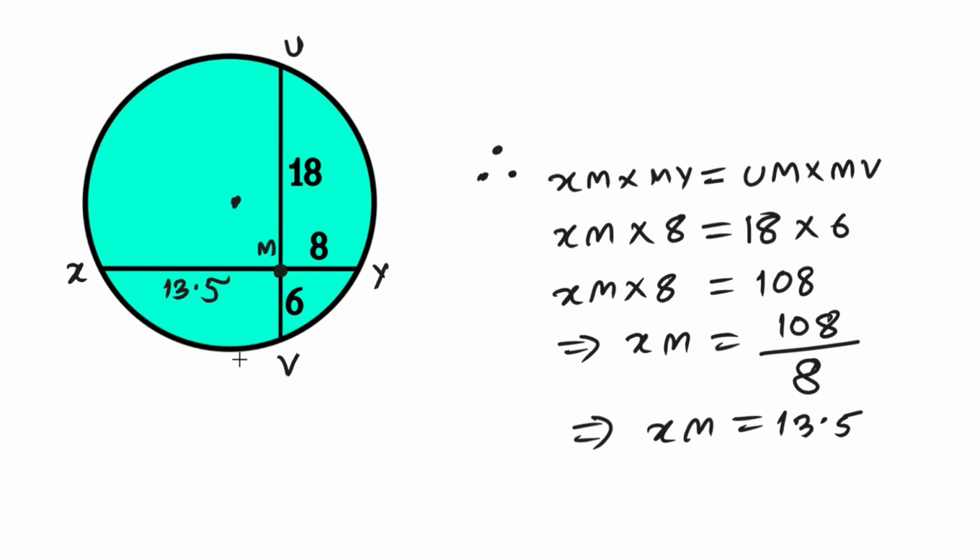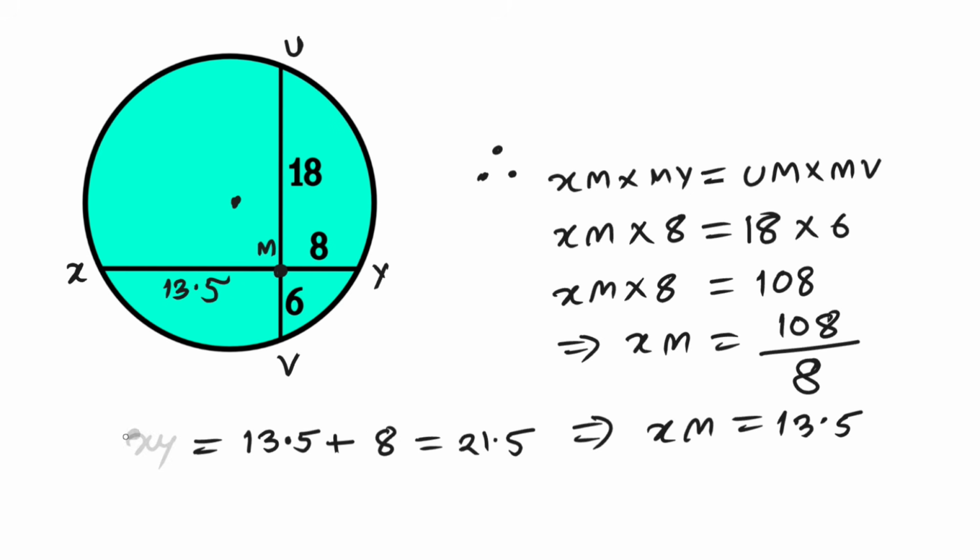Next, let's find the entire horizontal chord XY. Since XY is made up of XM and MY, we simply add them together. XY equals 13.5 plus 8, which gives 21.5 units.